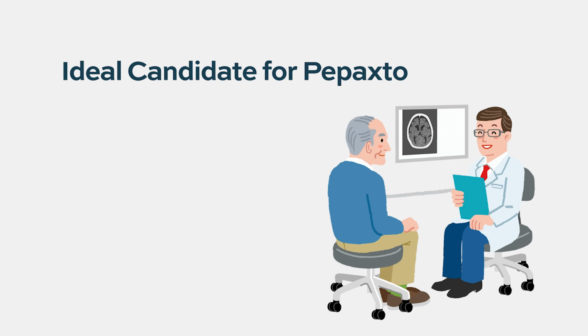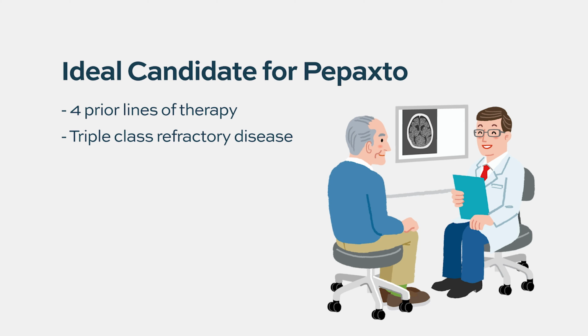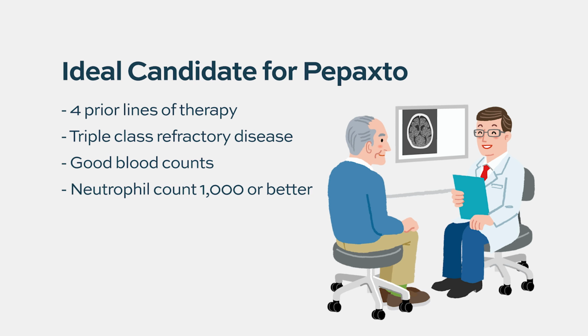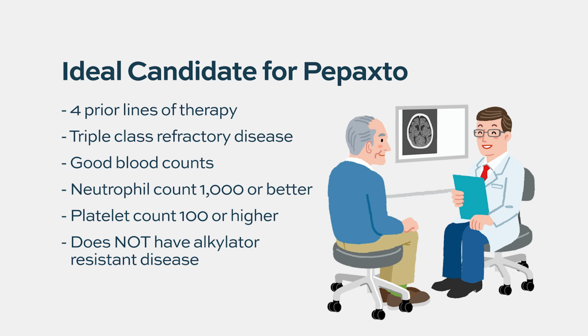The ideal patient for the combination of melphalan flufenamide and dexamethasone is somebody who has had at least 4 prior lines of therapy. I think patients who have what we call triple class refractory disease, in other words, myeloma that has become resistant to at least one of the proteasome inhibitors, one of the immunomodulatory drugs, and one of the CD38 antibodies, a patient who has good blood counts, a neutrophil count at baseline of at least 1,000 or better, ideally 1,500 or better, a platelet count of at least 100 or higher, and a patient who does not have alkylator-resistant disease. In other words, someone who's not already resistant to, say, melphalan or cyclophosphamide or bendamustine. That is the ideal patient.